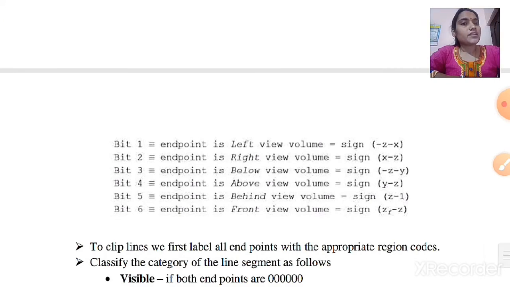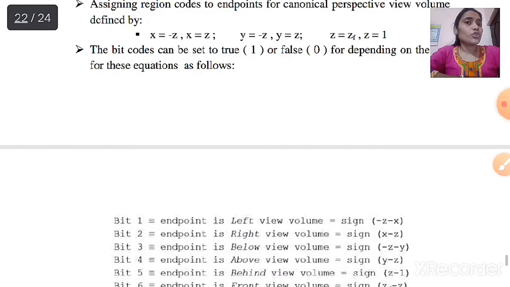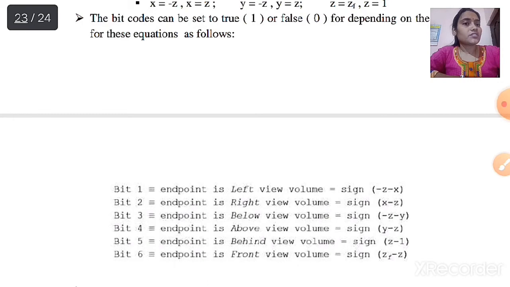If bit 1 is set, the endpoint is in the left view volume, which means it is true, and the sign equals minus z minus x. All these things display this, which means it is true. If true, this way we can calculate. If 0, then it is false.